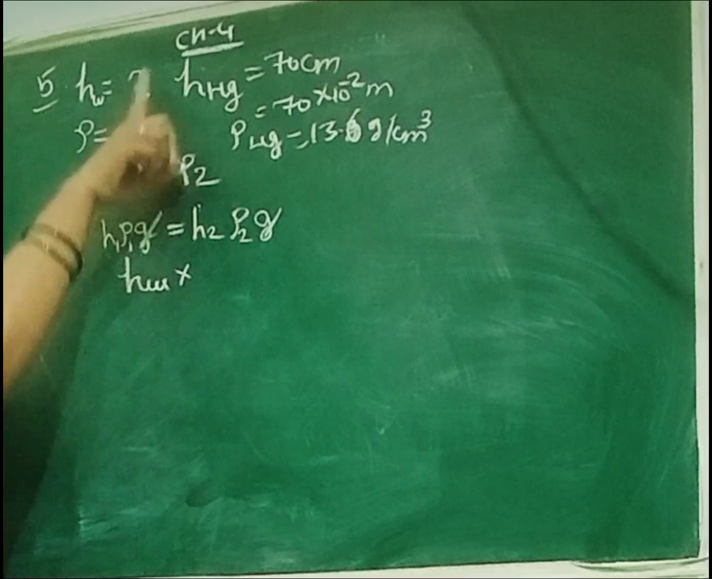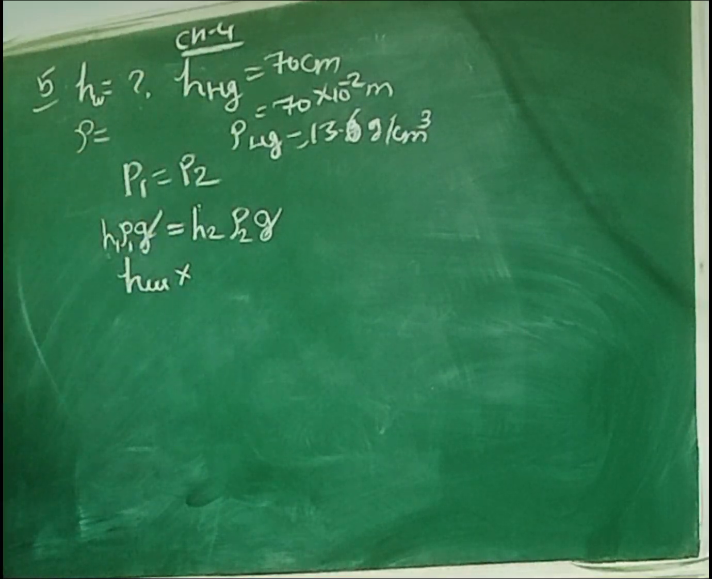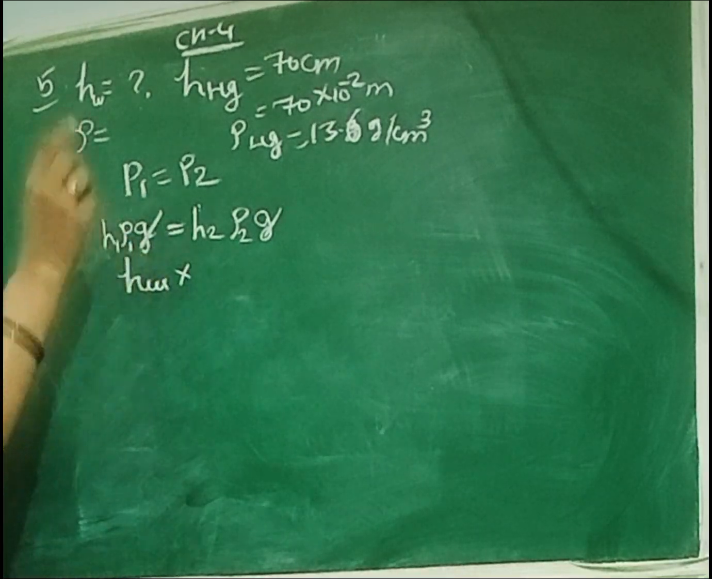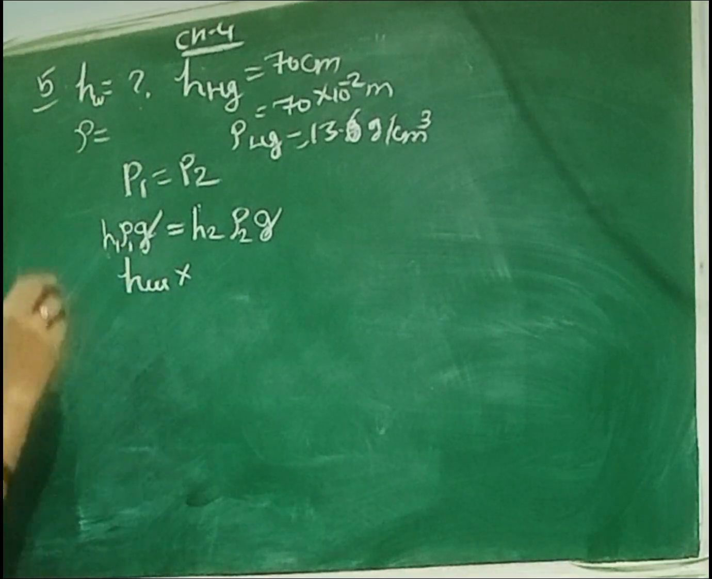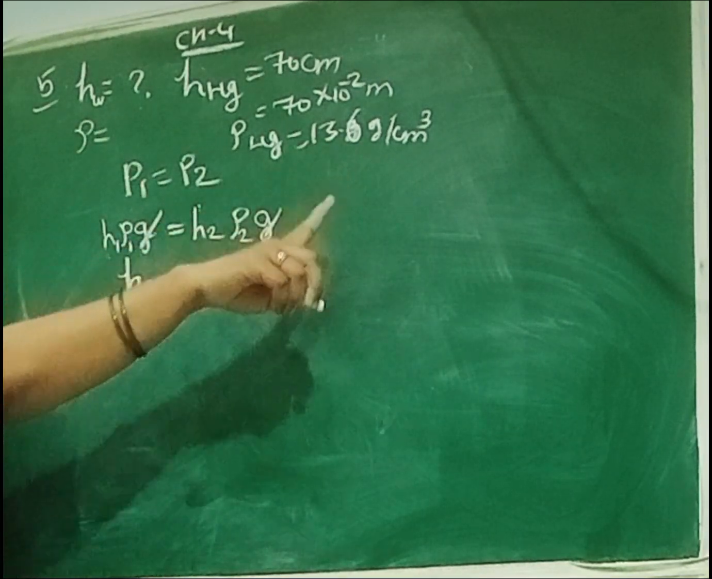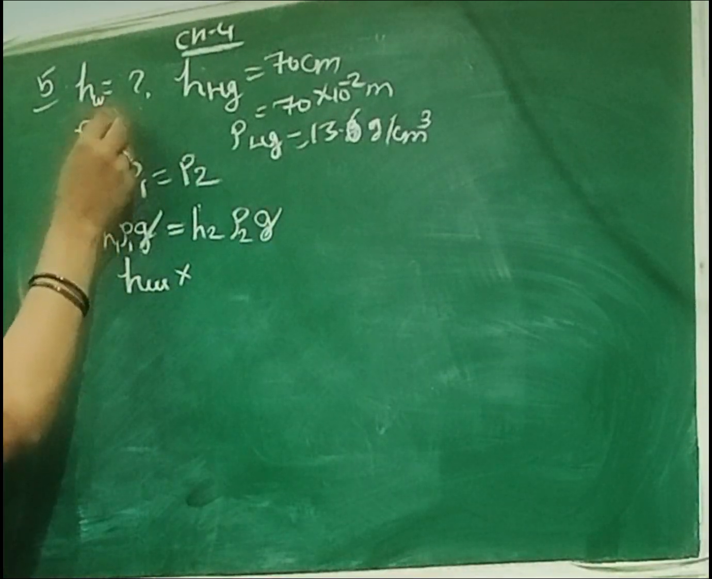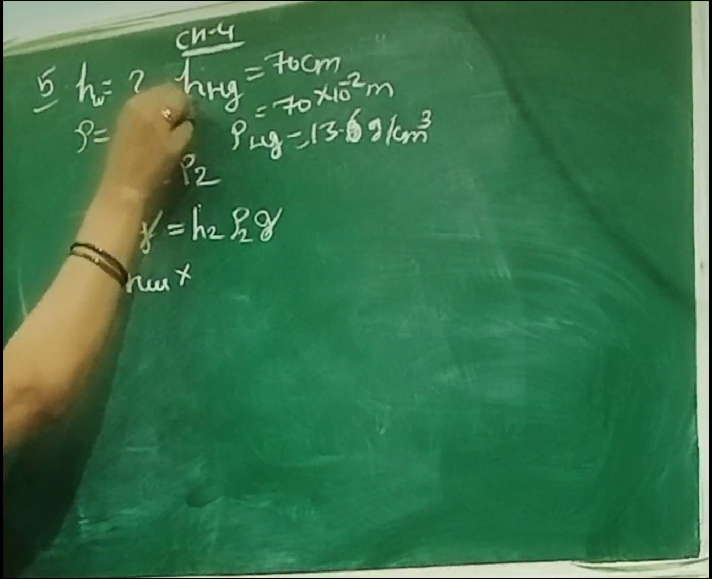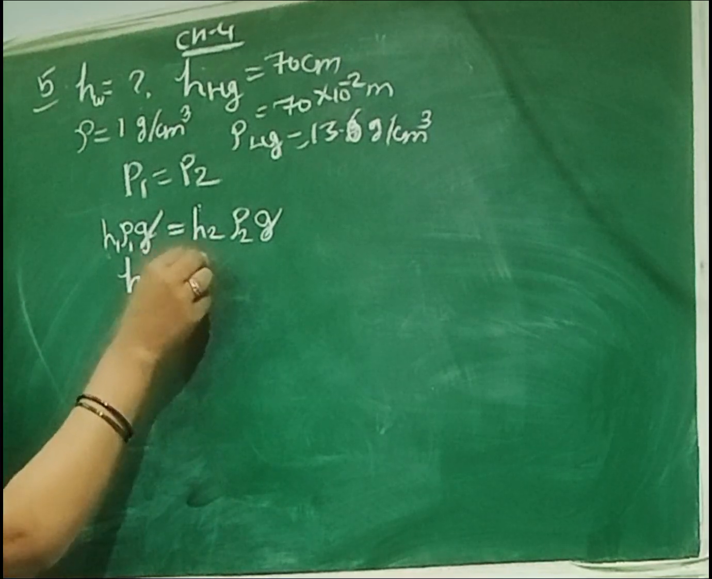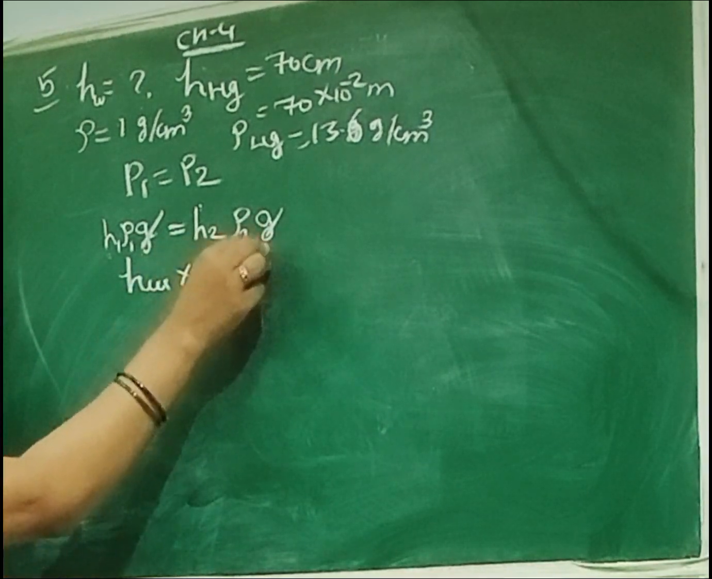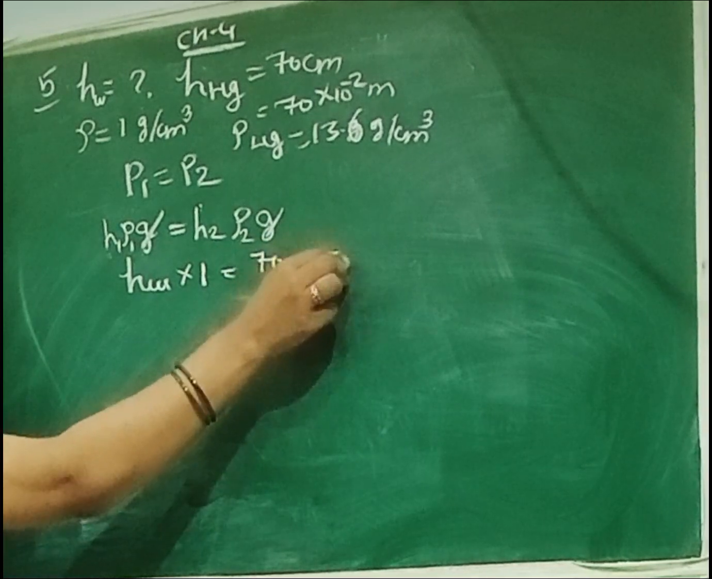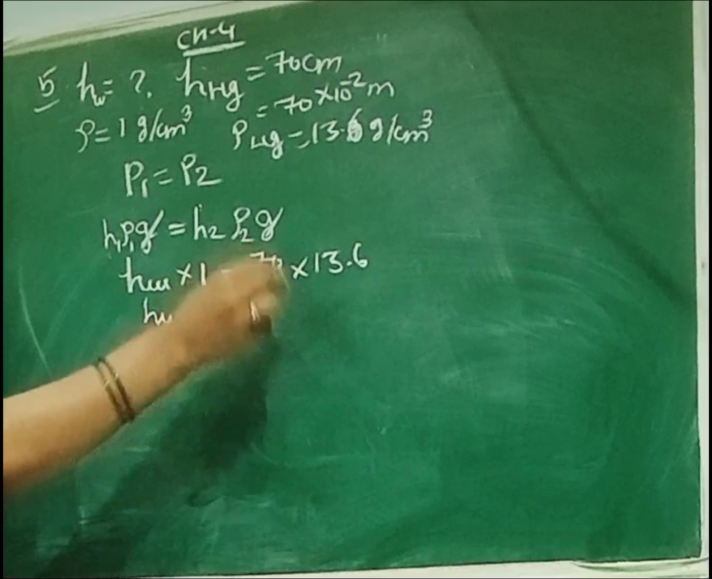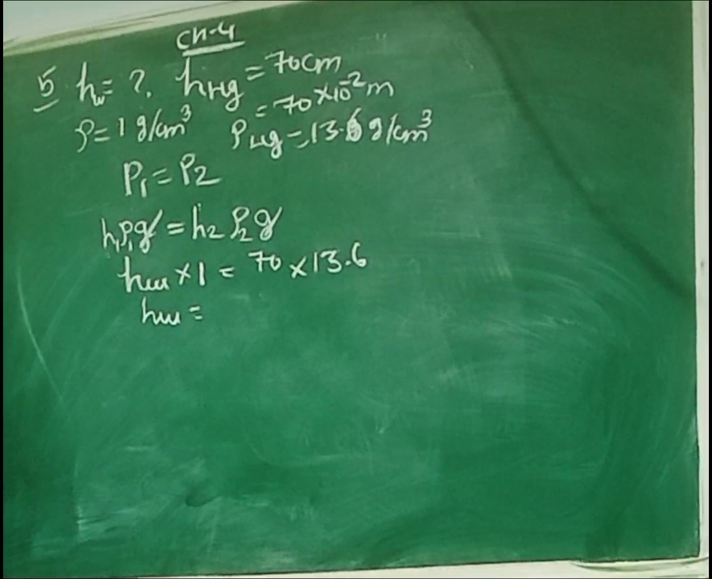If it is not given, all the quantities are here in centimeter and the meter quantity is already cancelled out. So if you do not convert the centimeter into meter, that is also okay here, because density is also given in centimeter. So density of water is 1 gram per centimeter cube. So 1 is equal to, h2 is 70 and rho 2 is 13.6. The height of water column is 70 into 13.6. Only this thing you need to do.